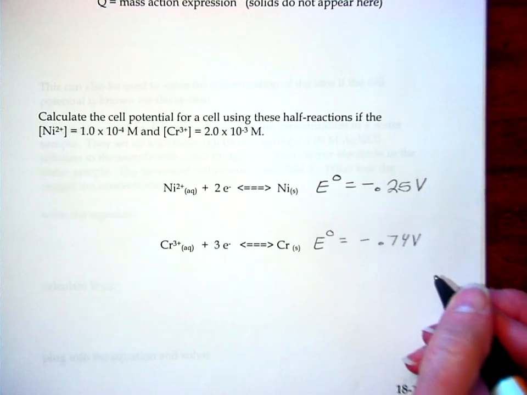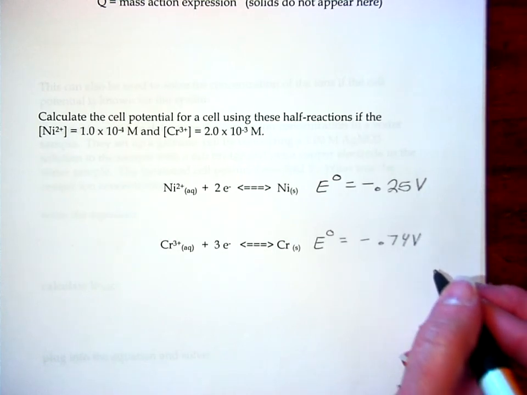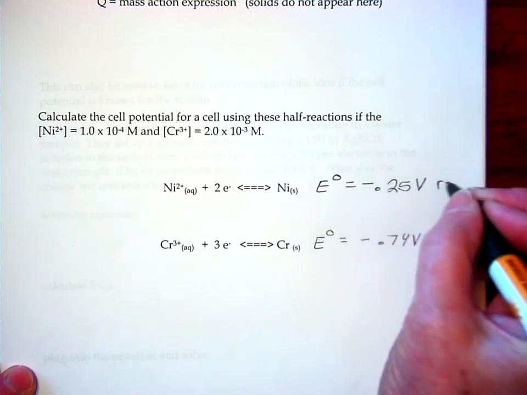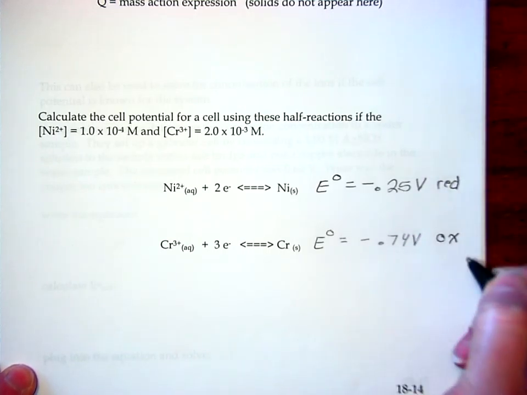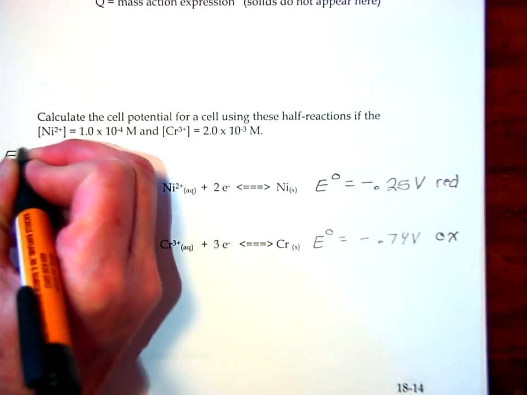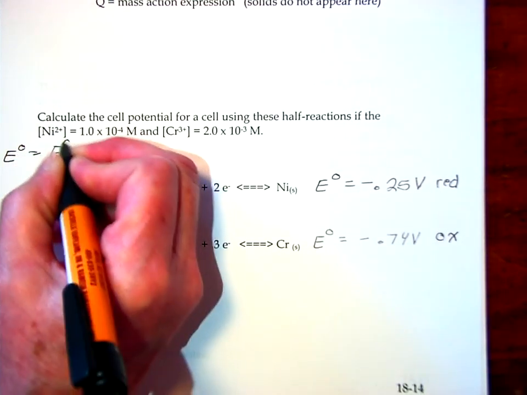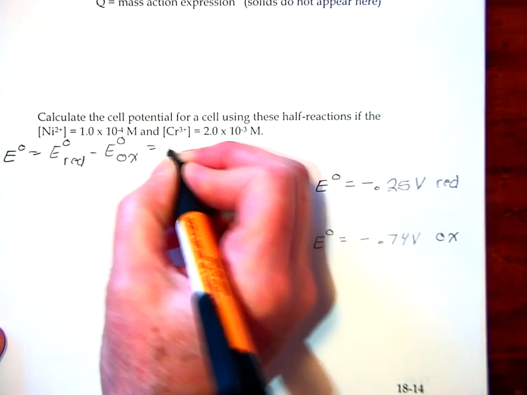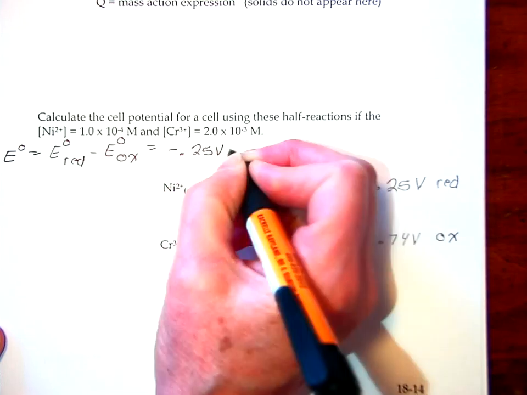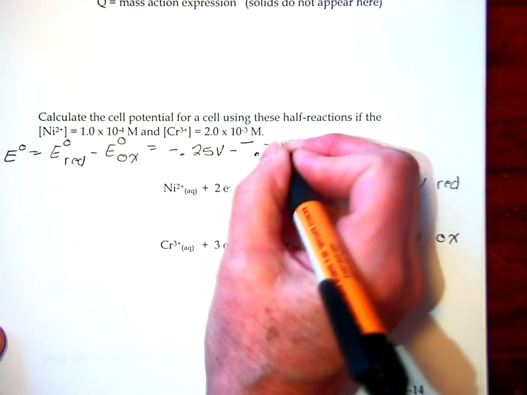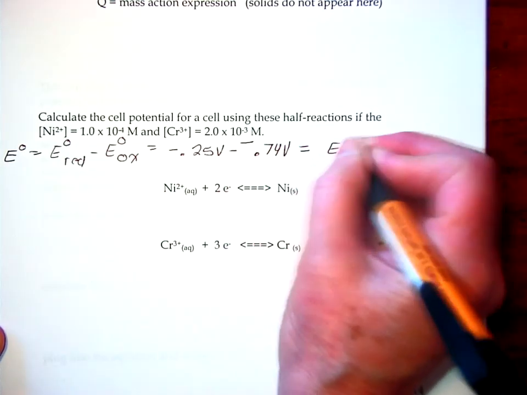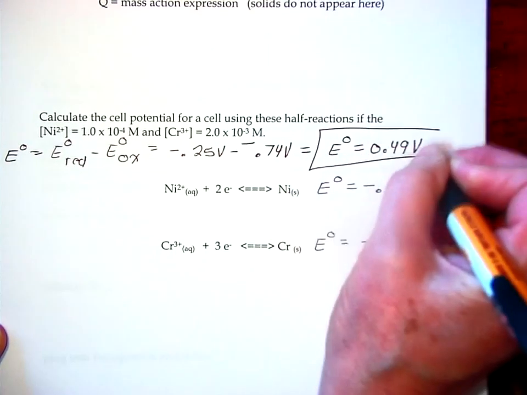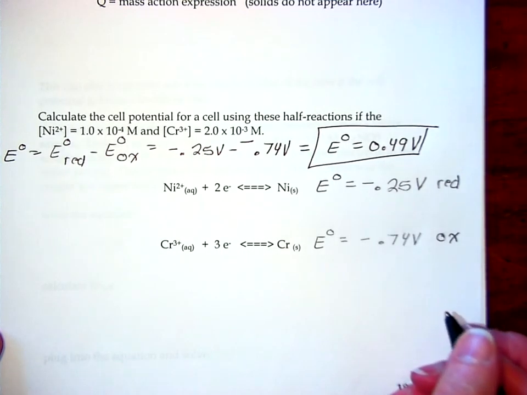If we hook these up, the way that these will react spontaneously is for the larger number, which is the nickel, to be the reduction half. So this will be the reduction, and this will be the oxidation. So my standard cell potential is equal to the E0 for the reduction minus E0 for the oxidation. So that's negative 0.25 volts minus a negative 0.74 volts. So my standard cell potential is equal to 0.49 volts. So we now have the E0 that we can use in this problem.